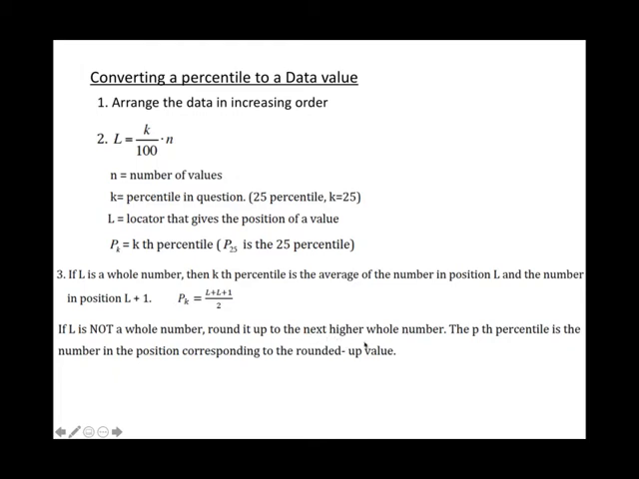Okay, forget about the rounding rules. You always want to round up, even though you get like 2.1, you round up to 3. Even though you get like 5.002, you round up to 6. And then after you round up, the P percentile is the number in the position corresponding to the rounded-up value. Let's try to do the example and explain these two parts here.